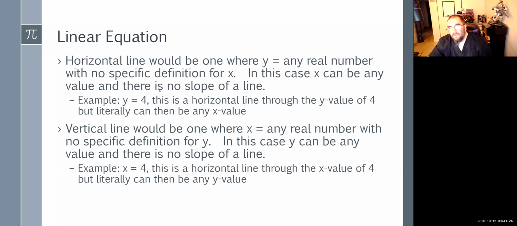A horizontal line would be one where y equals any real number with no specific definition for x. In this case, x can be any value and there is no slope. So for example, y equals 4 is a horizontal line through the y value of 4, but literally x can be anything, right? A vertical line would be one where x equals any real number with no specific definition for y. In this case, y can be any number and there's no slope of a line. In this case, x equals 4. It's a vertical line through the x value of 4, but y can literally be any value.